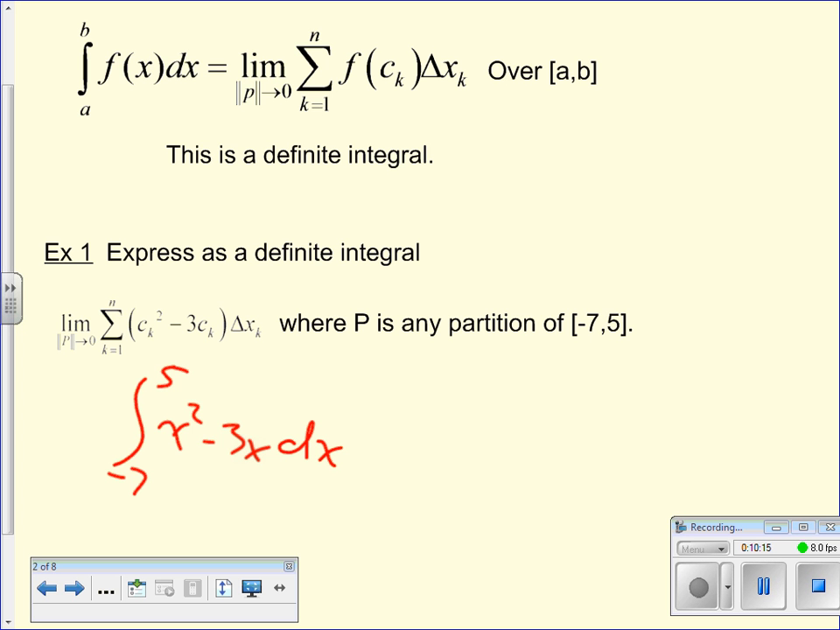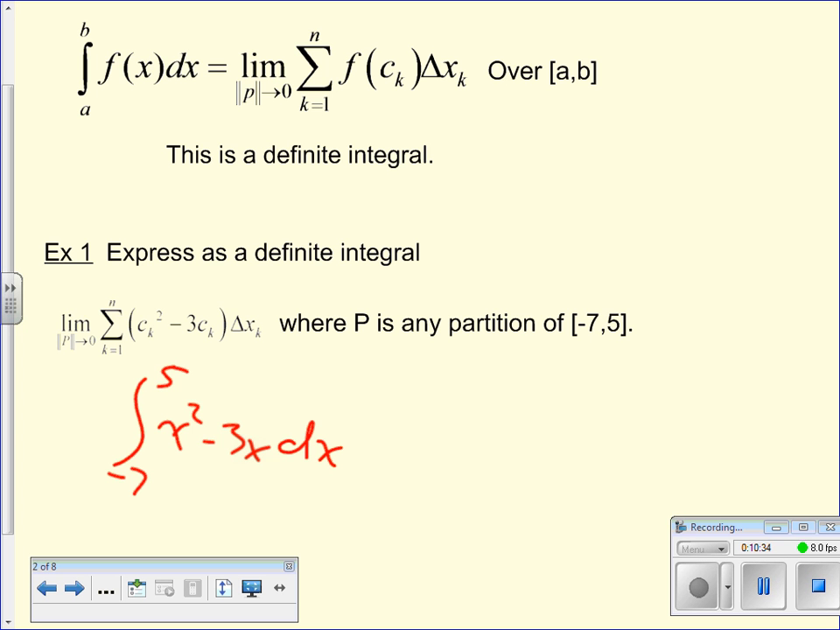So that homework problem will take you all of about 3 seconds to do. 5 or 6 of them take you all of about 20 seconds tops. Because all you do is go from where it starts to where it ends, take the c's and replace them with x's, and take delta x and replace it with dx. You're just rewriting the sum as an integral.